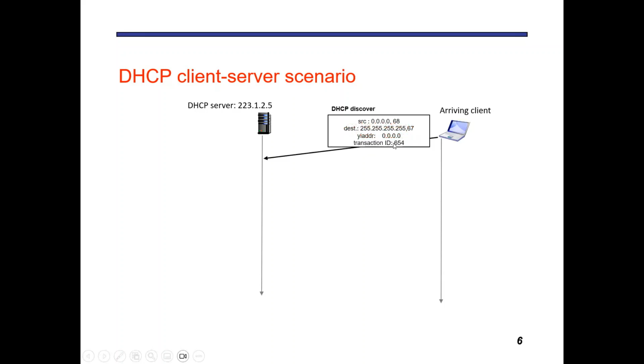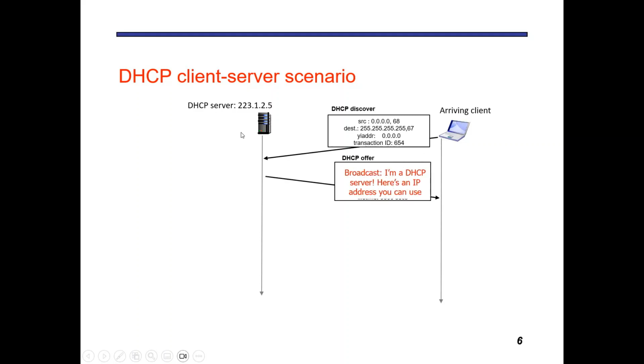If you look at the contents of this message, you can see here the source IP is 0.0.0.0 because this particular host doesn't have an IP address yet. And then you can see here that the destination address is 255.255.255.255, which is basically a broadcast IP. This is the source port. This is the destination port. Your IP address, this client doesn't have any IP address, so this is also 0.0.0.0. And then this is the transaction ID. Now, this transaction ID basically keeps track of the messages that are being sent by this client. So this message is a DHCP discover message, which is coming from the client.